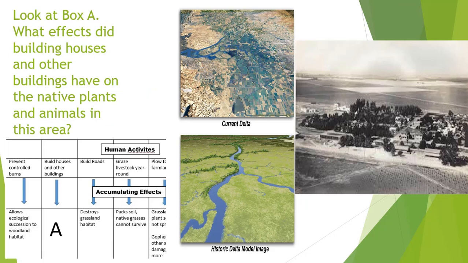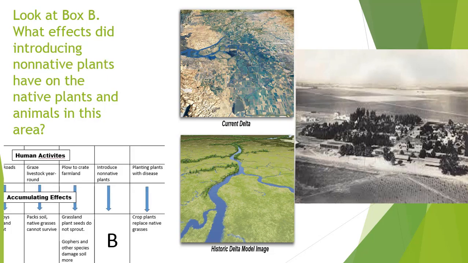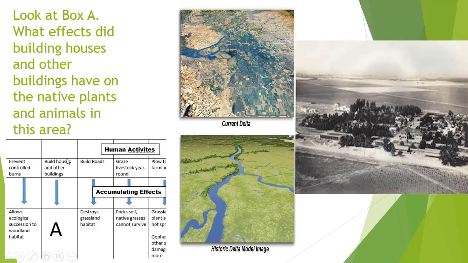So look at box A. What effects did building houses and other buildings have on the native plants in this area? So what effects did building houses have on this area?